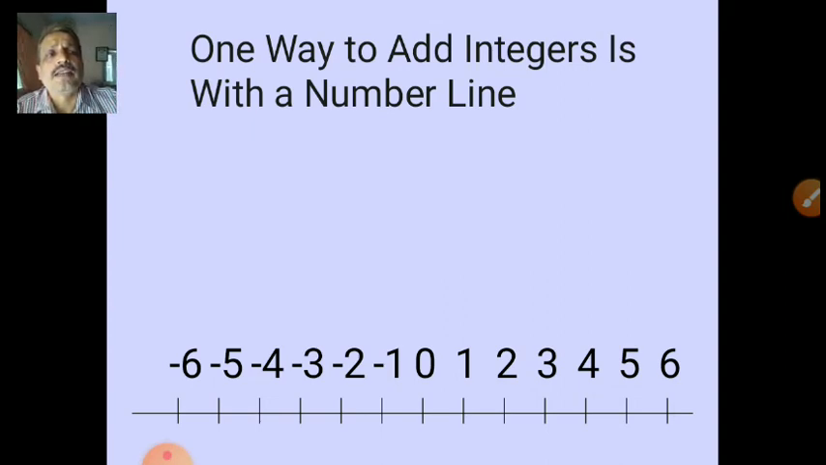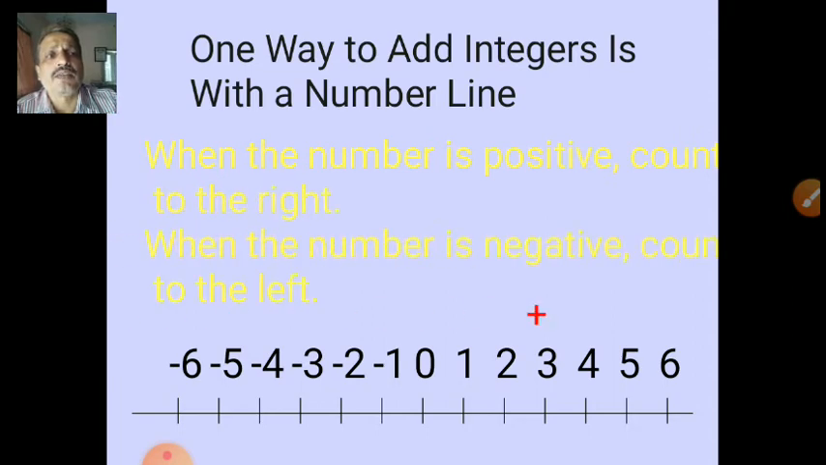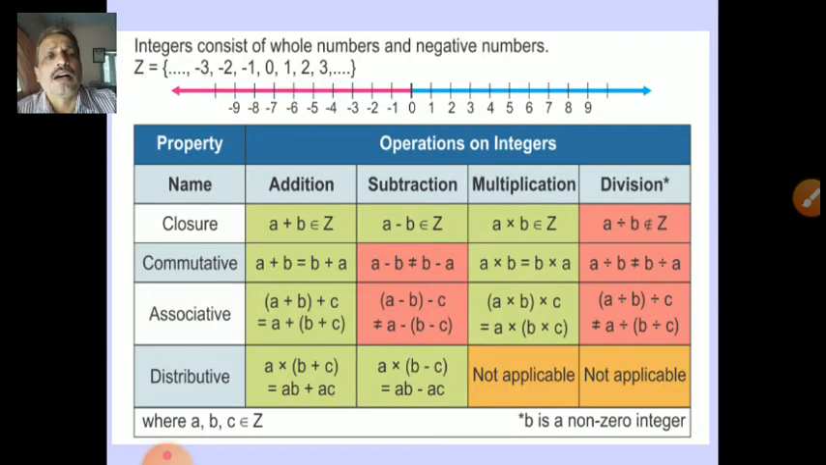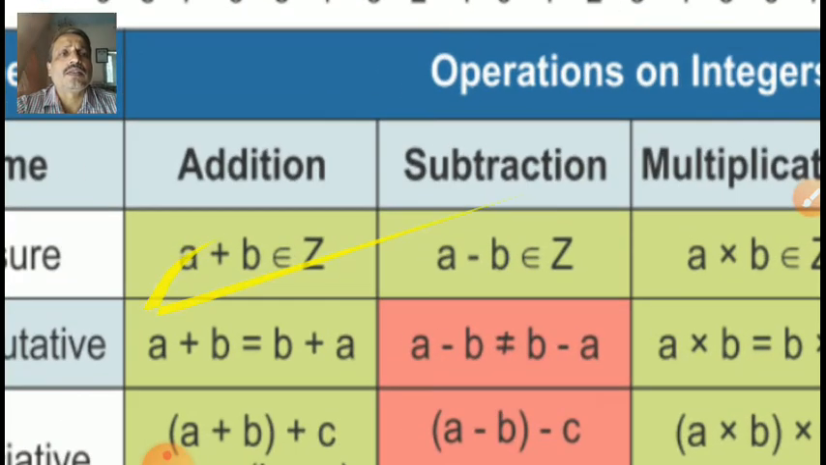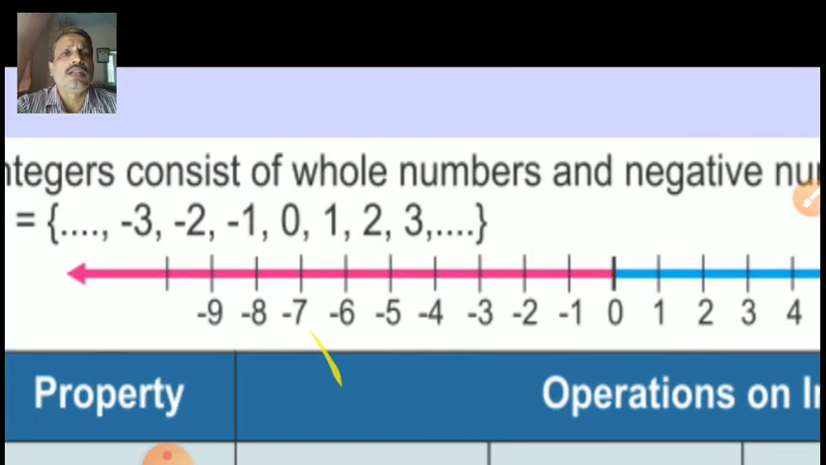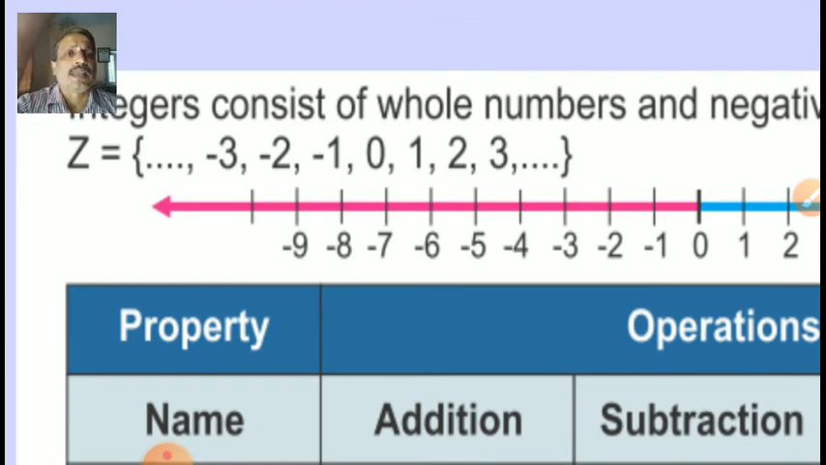One way to add integers is with a number line. Same way we can do it. When the number is positive, count to the right. When the number is negative, count to the left. Yes, this topic we already completed. And now last but not least, this is very important. In one slide, everything is given.